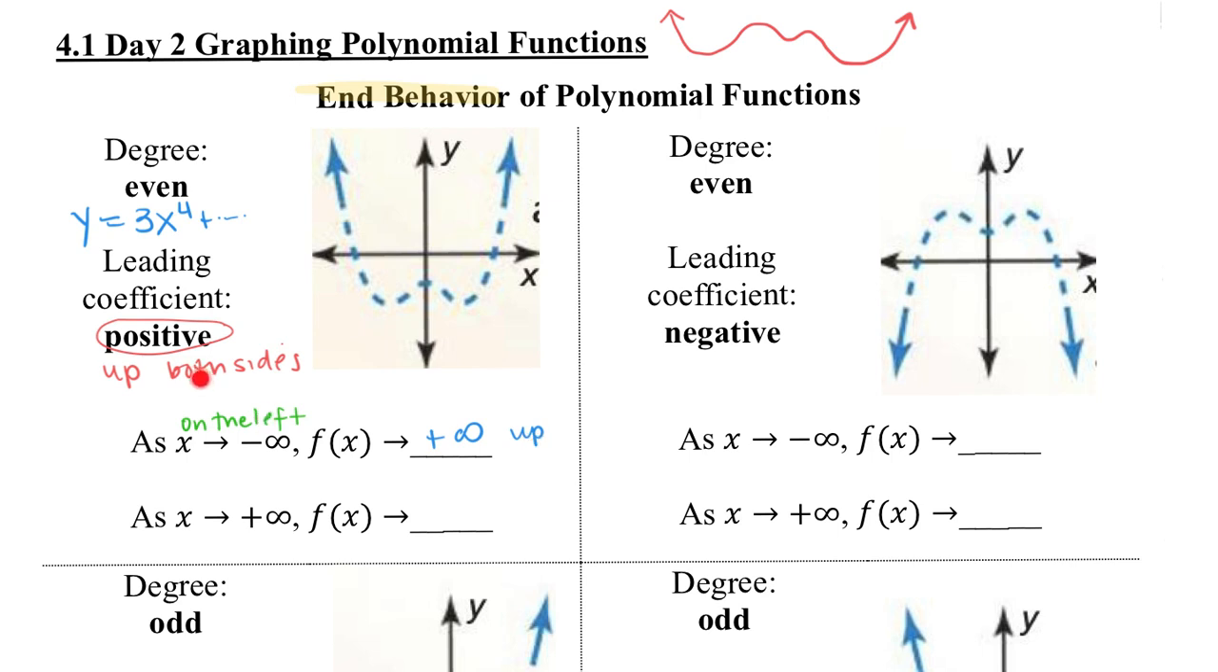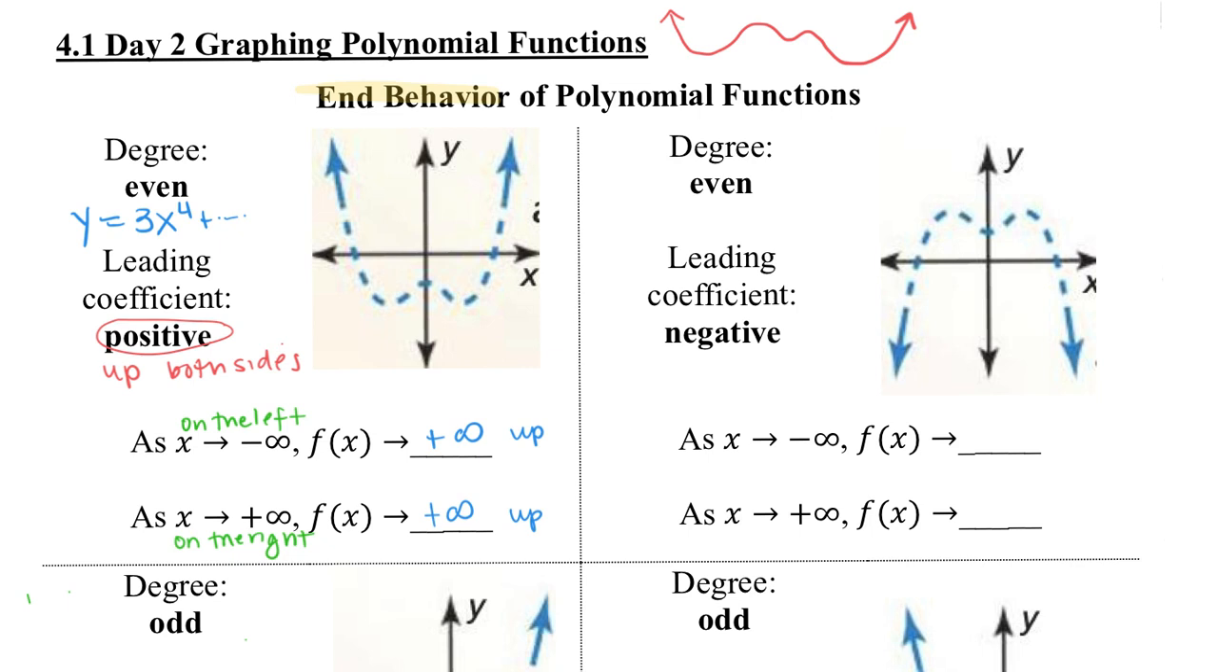Now, it goes up on both sides, which means on the right, it also goes up. So when it says positive infinity, they're saying on the right, because on the right side of the number line is where the positives are. On the right, the graph also goes up. So we say that is going to positive infinity, and that means up.